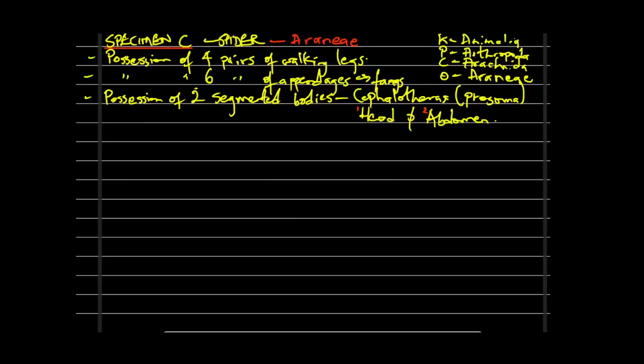So that is that. I said earlier on that they construct webs. Yes, spiders construct webs. And what do they use their webs to do? They use their web to trap flying insects. Why do they trap flying insects? Because they are carnivorous in nature.